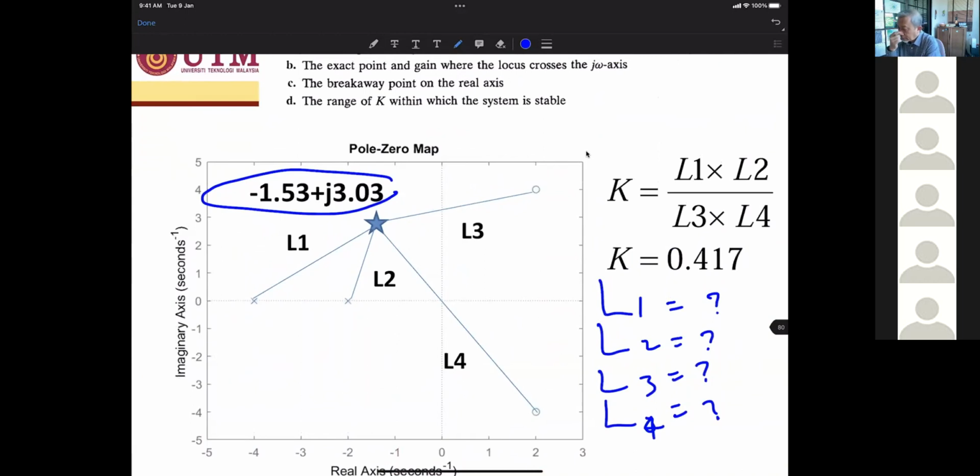Natra Hasan. The WhatsApp figure that I post just now, what is the value of K at this point? Natra? Yeah. Berapa nilai K dia dekat point tu?